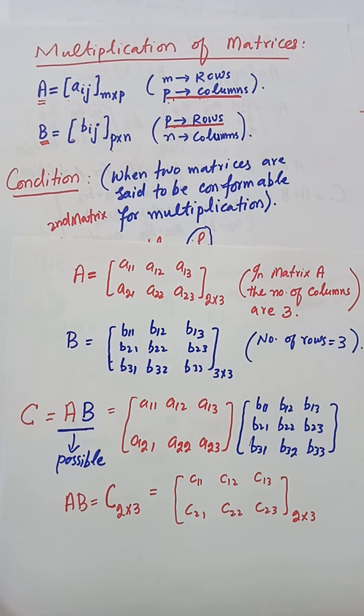What is the procedure now for the multiplication? Up to now we discussed just the condition for when two matrices are said to be conformable for multiplication, and what will be the order of the matrix which you get from the multiplication. So we discussed that up to now.